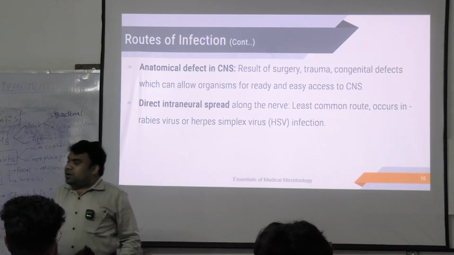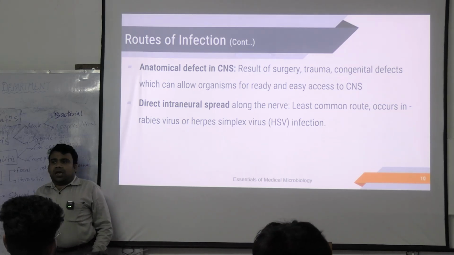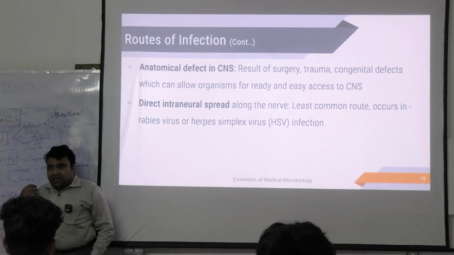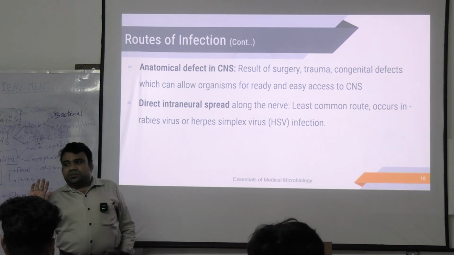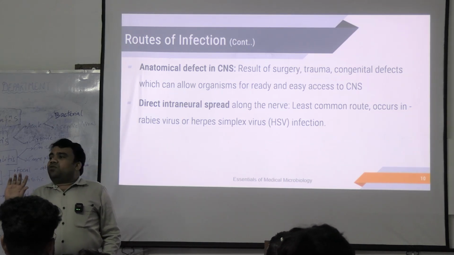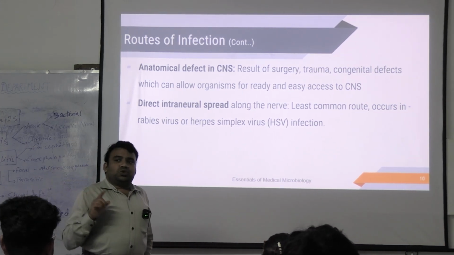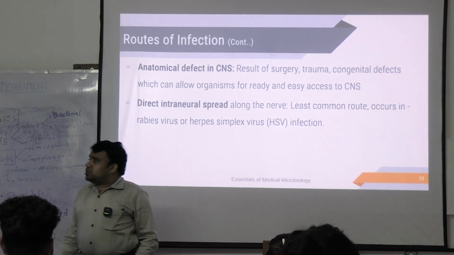In direct neural spread, another method, I think you have read about herpes infection and varicella infections. These viruses lie dormant at the ganglia, and then there is a neural spread, sometimes away from the central nervous system, sometimes towards the central nervous system. For example, herpes virus can spread the infection through the neural roots. Okay.